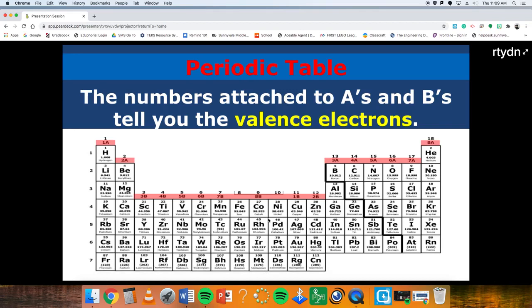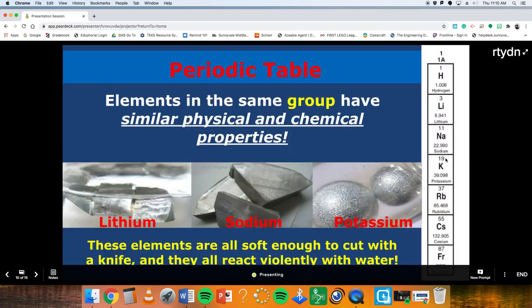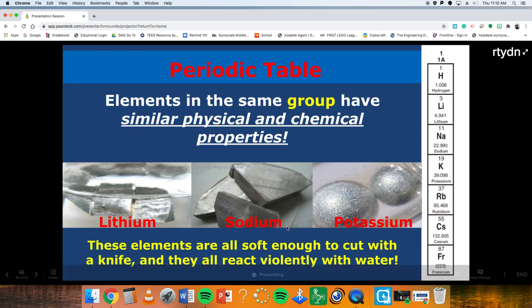We already talked about this. We don't really worry about that. We know that this is group 1, 2, 3, 4, 5, 6, 7, and 8. Elements in the same group have similar physical and chemical properties. We're going to talk about these properties when we go over and differentiate between metals, nonmetals, and metalloids.